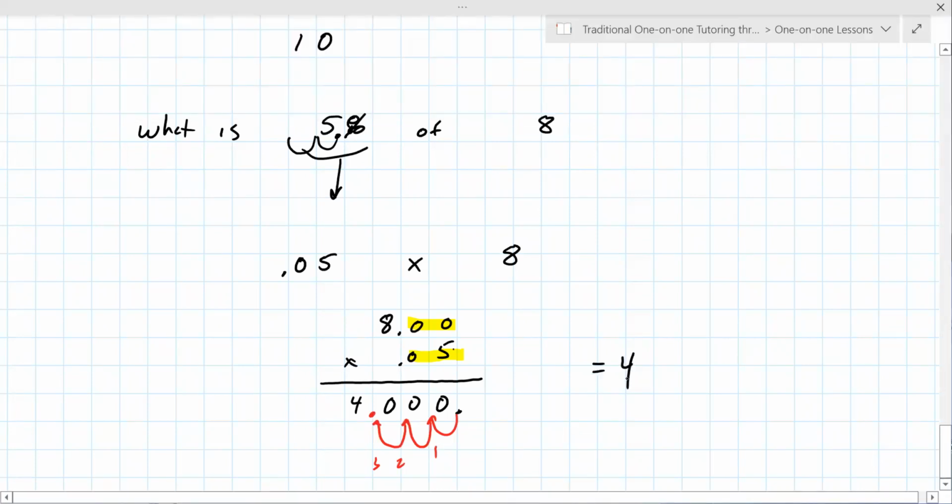Another thing I had, I think, was 220% of like 74 or something.